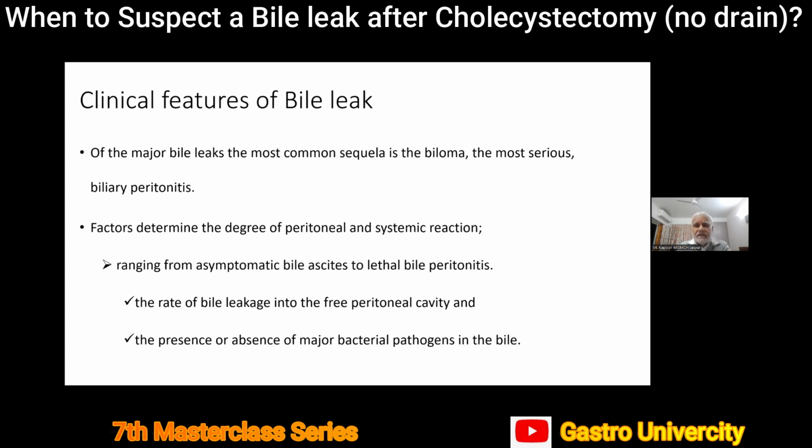Biloma is the commonest manifestation, but the most serious is biliary peritonitis. Biloma would cause sepsis, but it may not cause systemic sepsis, whereas bile peritonitis will usually cause systemic sepsis and multiple organ failure. So the range is from asymptomatic bile ascites or biloma to fatal, lethal biliary peritonitis, and it depends on the amount, on the presence or absence of bactobilia, and, as I said, an individual variation depending on the immune response or the body response of the patient.